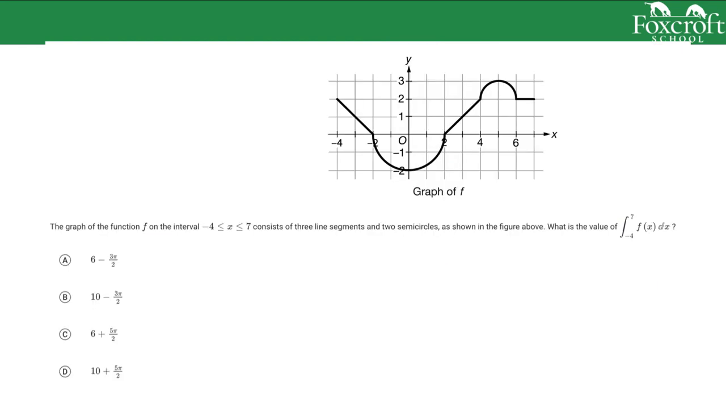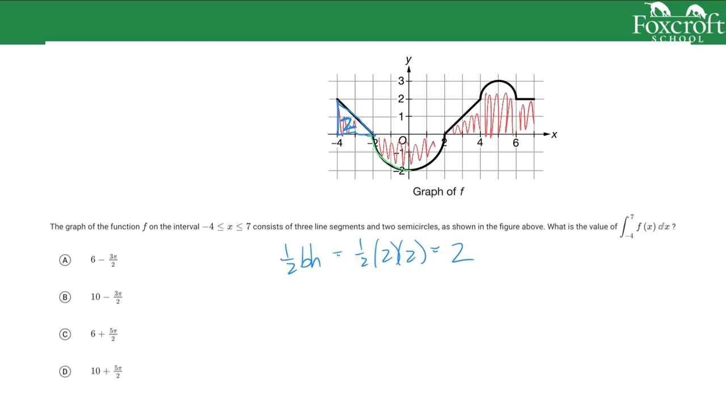This is a function made of 3 line segments and 2 semicircles. What is the value of the integral from negative 4 to 7? This is just kind of a straightforward one where it's just trying to find the area under the curve from negative 4 to 7. We're going to break it up into a bunch of different pieces. So this first part is just a triangle. That's going to be 1/2 base times height, which is 2 by 2. So that is an area of 2.